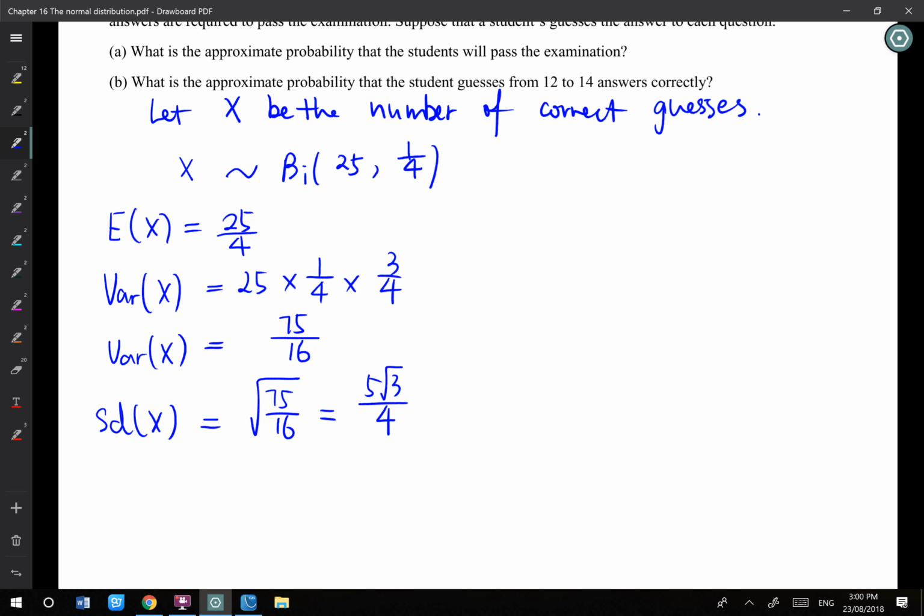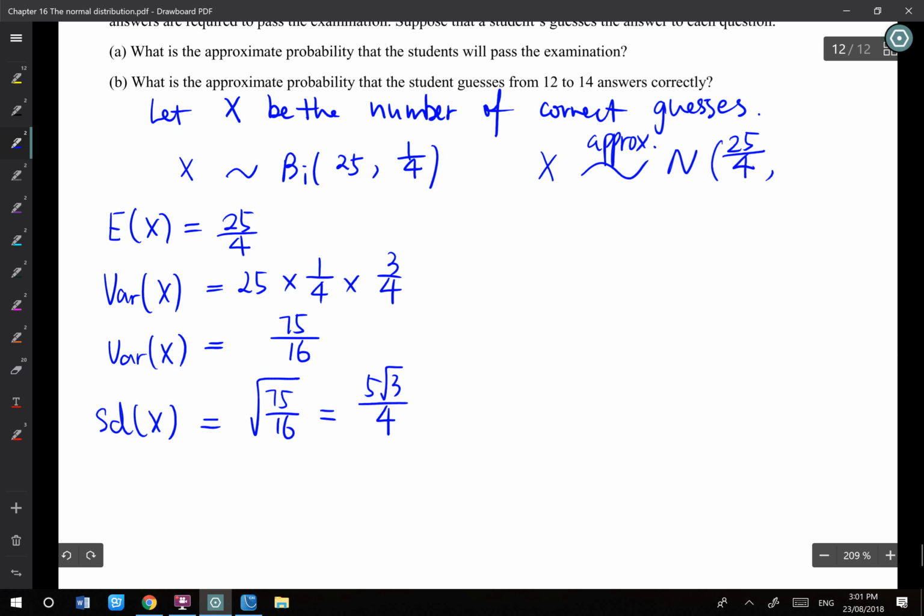25 times a quarter is 25 over 4. Variance is 25 times p times 1 minus p, which is 75 over 16. Standard deviation is the square root of that, 5 root 3 over 4. Now X is approximately normal. In multiple choice questions, sometimes they ask you to use normal approximation, so it's not really instant response. In multiple choice, you need to work the same way as what I'm doing here. If they say use normal approximation, you need to use normal approximation. So it will be approximately a normal distribution with the same mean, and my standard deviation is 5 root 3 over 4, and then we square that for the variance.